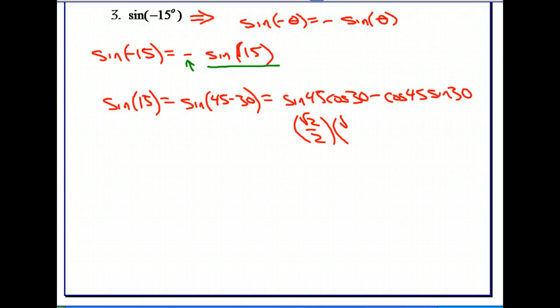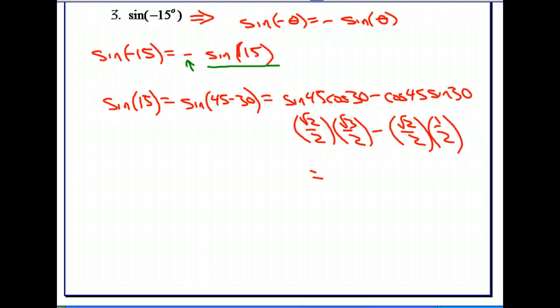Cosine of 30 is square root of 3 over 2. Cosine of 45 is square root of 2 over 2. And sine of 30 is a half. And it looks like we get one of our common answers: square root of 6 minus square root of 2 all over 4.